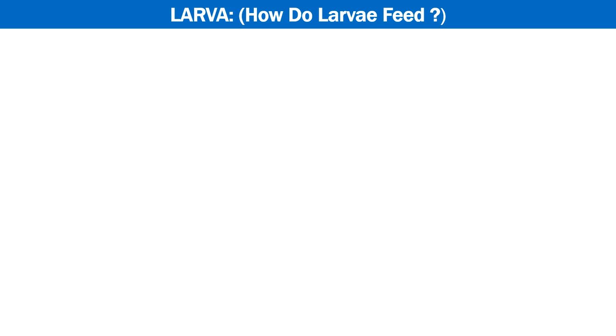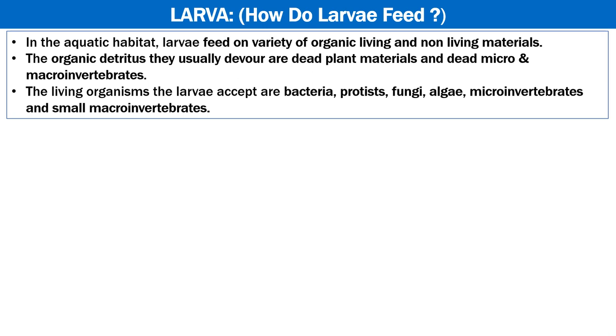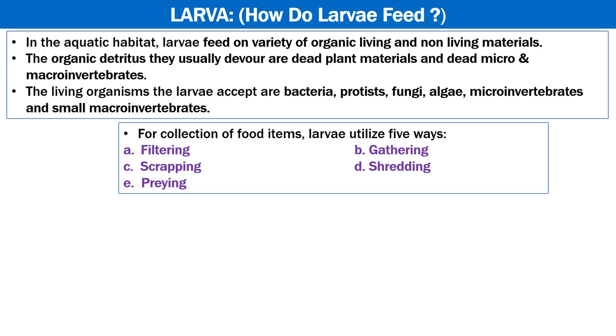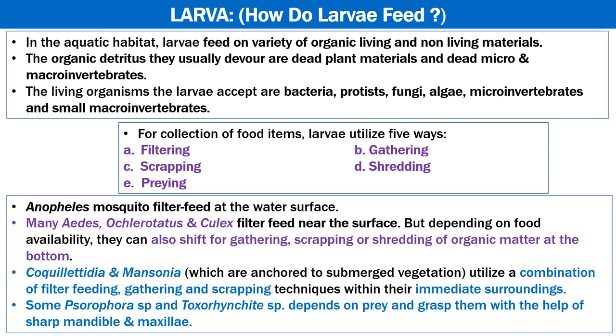So the basic question comes: what do larvae feed on and how do they feed? In the aquatic habitat, larvae feed on a variety of organic, living and non-living materials. The organic detritus they usually devour includes dead plant materials and dead micro and macro invertebrates. The living organisms the larvae accept are bacteria, protists, fungi, algae, yeast, some other micro invertebrates and small macro invertebrates. For collection of food items, larvae utilize five ways: filtering, gathering, scraping, shredding, and preying.